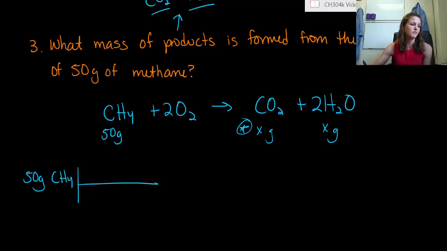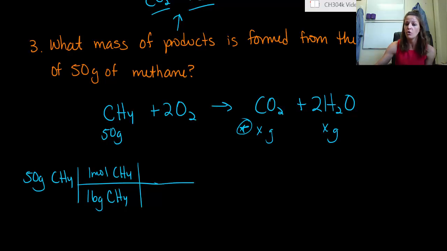okay? Molar mass of methane is about 16 grams. That's not perfect, but it's pretty close. So we have 16 grams of methane for every 1 mole of methane. We need to do a mole-to-mole ratio in order to get us from methane to carbon dioxide. Luckily for us, we see that there is 1 mole of methane to 1 mole of carbon dioxide.